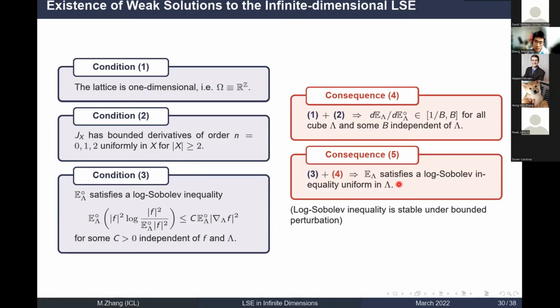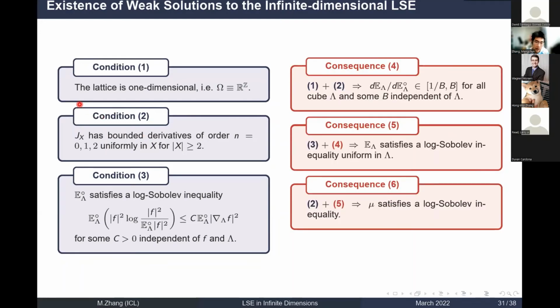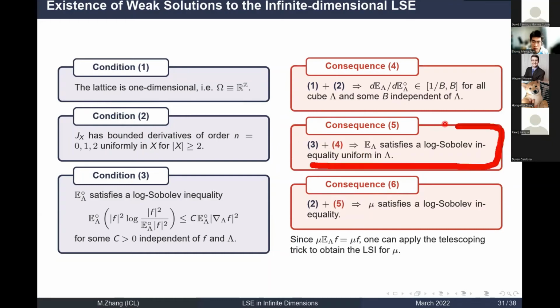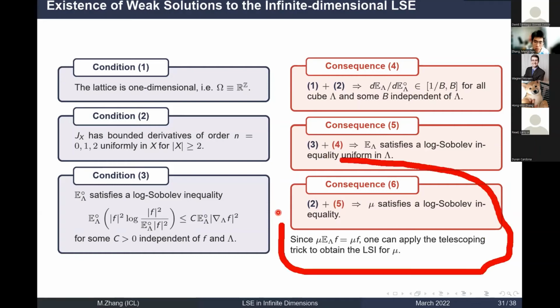Very simple. And finally, we have by condition 2 and consequence 5, the log-Sobolev for the global distribution mu. Recall that this mu is defined by the DLR equation. So if by consequence 5 we have log-Sobolev for E lambda, then you can use some sort of telescoping trick to deduce that mu also satisfies this log-Sobolev inequality. So that's the whole idea. Actually, this argument takes quite a lot of steps to prove, which is also one part of our project. But for this talk, we mainly concentrate on the PDE side. So let's just assume this is true.